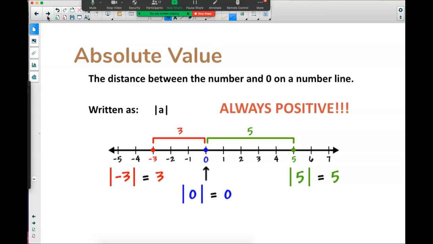The distance between the number and 0 on a number line. And it's written like this. Okay, it's these two vertical lines. They're not curved, they're not parentheses. They're just straight lines. And that means absolute value.